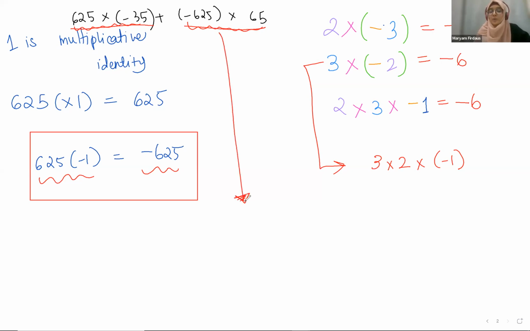You're asking, what do I do over here? So what is common in both of them? On one hand, you have 625 multiplied by negative 35. So now can you tell me, if you use the multiplicative identity on negative 35, what will it become?